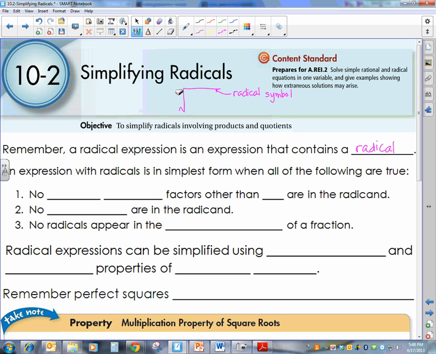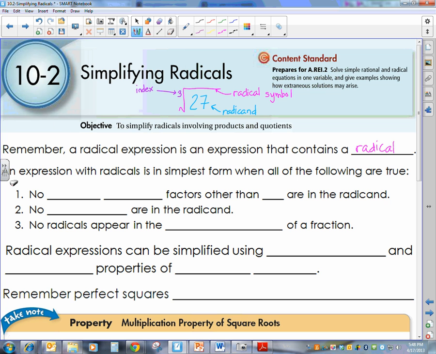If you have a number out front, this number is referred to as the index. And remember, if there is no number there, it's understood to be 2. And then underneath, whatever number or expression that you have underneath is what is referred to as the radicand. And we're going to be using that word a lot today, so I needed to make sure that you understood that.